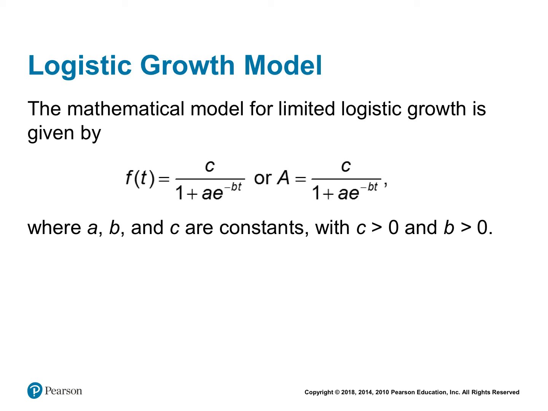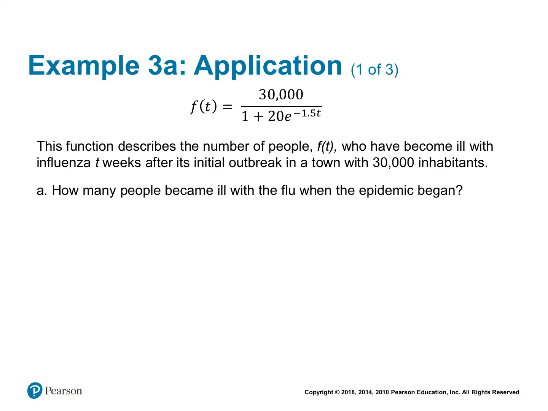Okay, the logistic growth model. So the mathematical model for limited logistic growth is given by one of these formulas. A, B, and C had to be constants, and C and B both had to be greater than 0. Okay, so this function describes the number of people, f of t, who became ill with influenza t weeks after its initial outbreak in a town with 30,000 inhabitants. So how many people became ill with the flu when the epidemic began? So when it began, that would be time of 0. So we're going to replace our t's with zeros.